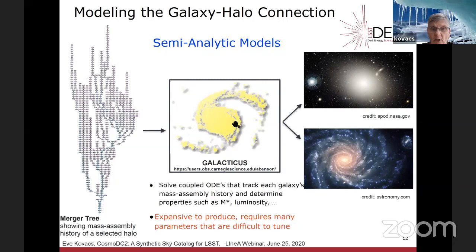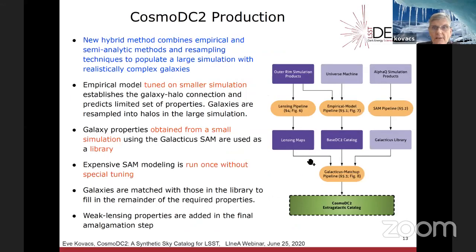At the time when we started building this catalog, the only publicly available semi-analytic model was Galacticus, and that's the one we use. Although it's very agnostic in that it doesn't try to model a lot of things. It really tries to do everything as much as it can from first principles, and that makes it extra expensive and slow to run. And so it became very clear that it was not feasible to run this on the whole outer ring. We did, however, run it on the smaller simulation. And so how did we leverage what we had?